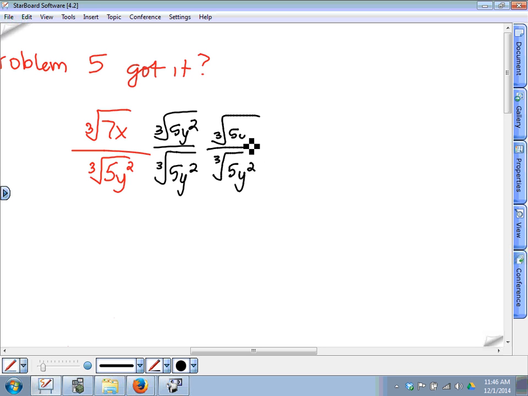Oh gosh. Why would we do that? What's 5 times 5 times 5? 125. And 125, what's so special about 125? That's a cube. It's a perfect cube.